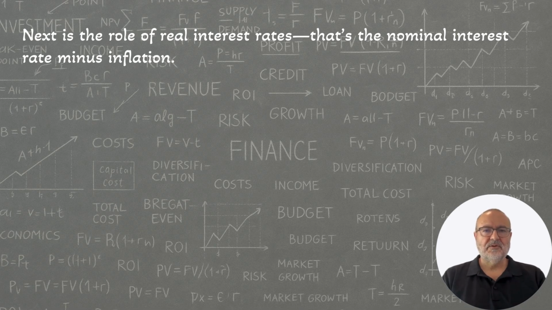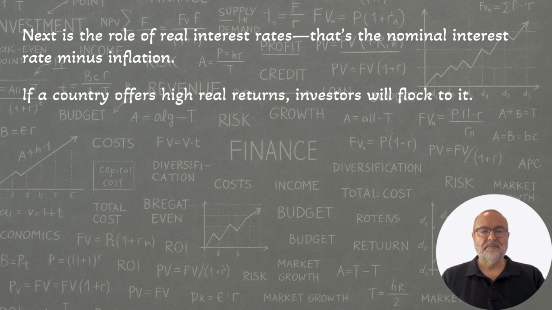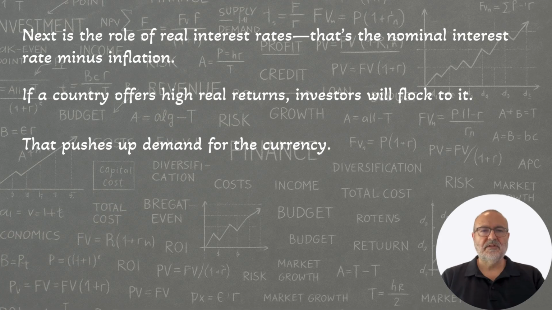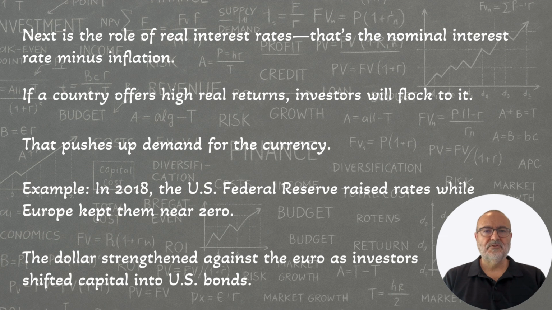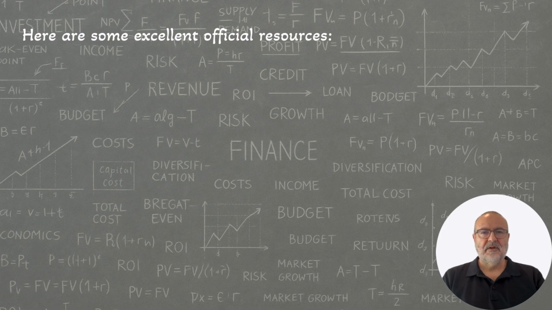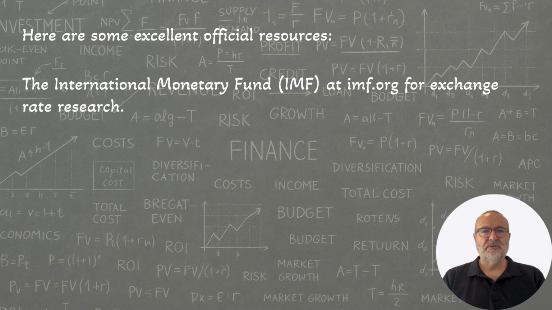Next is the role of real interest rates. That's the nominal interest rate minus inflation. If a country offers high real returns, investors will flock to it. That pushes up demand for the currency. For example, in 2018, the US Federal Reserve raised rates while Europe kept them near zero. The dollar strengthened against the euro as investors shifted capital into U.S. bonds.